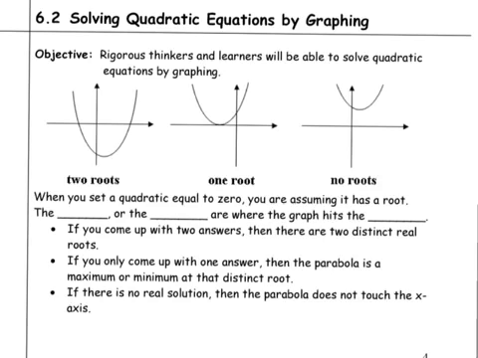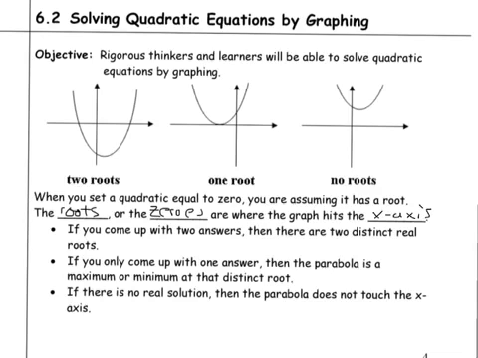So when you set a quadratic equal to 0, you are assuming it has a root. The roots, or the zeros, that's another term for it, because it's when the y equals 0, are where the graph hits the x-axis. And these are the solutions to that equation. So that's what I mean by solving.